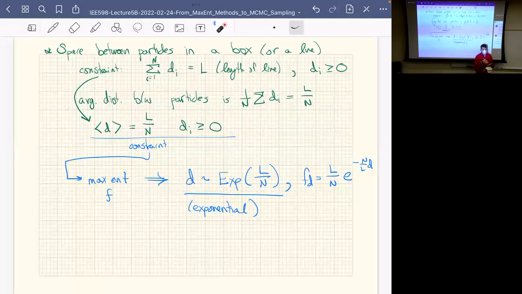For this box case, it's a little bit contrived because there is a maximum distance between particles, the length of the box. So in reality, I could resolve this problem where I had that upper constraint. But if you consider it to be a very, very large box, then that distribution is going to be similar to this one here. So that's the MaxEnt distribution when all you know is the average and that they're positive.